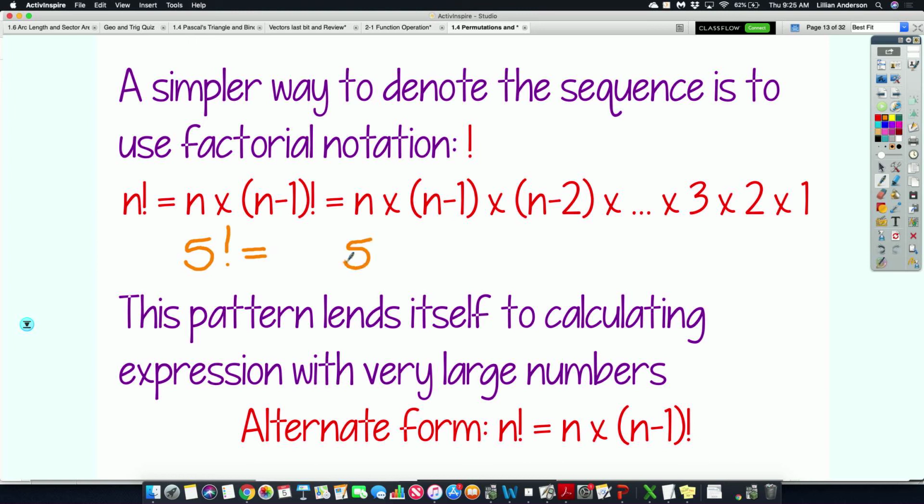You'll have 5 times 5 minus 1. What's 5 minus 1? 4 times 5 minus 2, which is 3. And it continues all the way down till you get to 1. 5 times 4 is what? Times 3 is? Times 2 is? And of course, times 1 is itself. Okay? So 5 factorial equals 120.